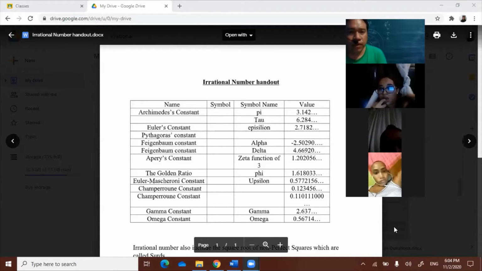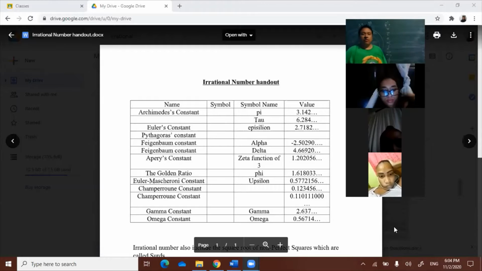We have the Feigenbaum's constant alpha. So these are the symbols for those. We have the Feigenbaum's second constant delta. We have the Apéry's constant, which is zeta function 3. Okay. We have the golden ratio, phi.